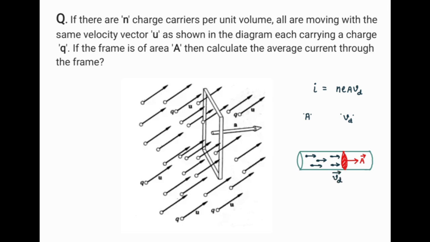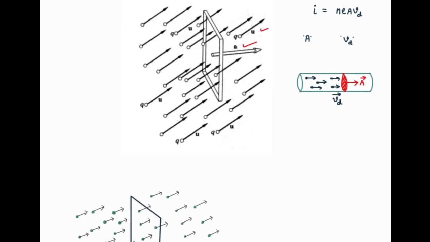But in the given problem, the u vector and the A vector are not parallel to each other. They are making a certain angle with each other. So over here we can say that the equation of current will change. In order to evaluate this, let us reconsider the following diagram.